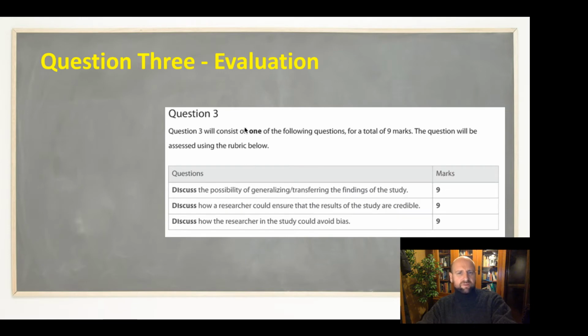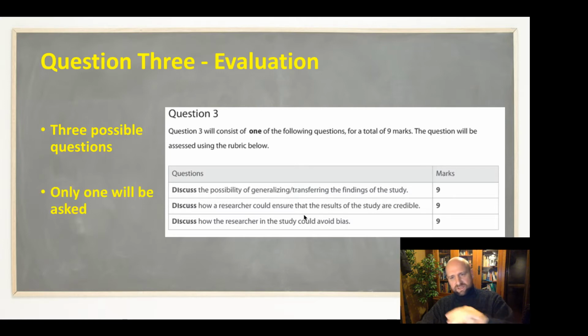Question 3, I've put evaluation, because that is really what we're doing, and the rubric requires evaluation. You could call it discussion as well, because these are actually discuss questions. We're discussing generalizability, ensuring the results are credible, and avoiding bias. So one of these questions is going to be asked.